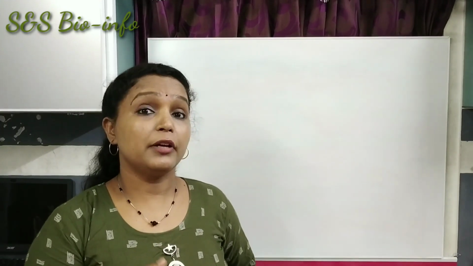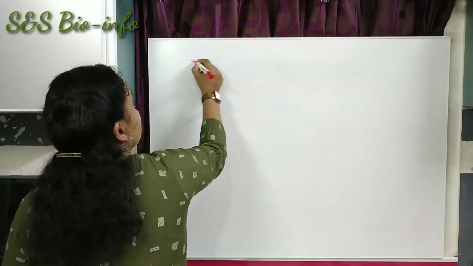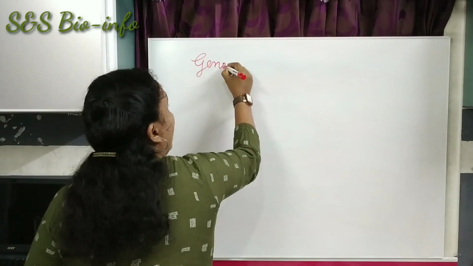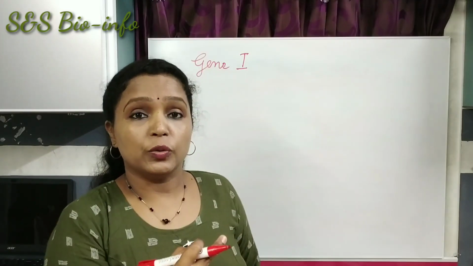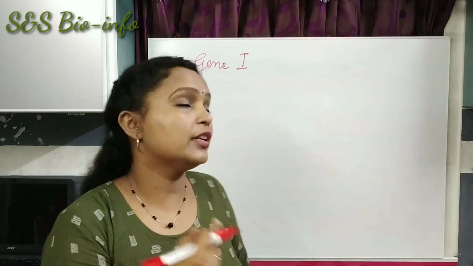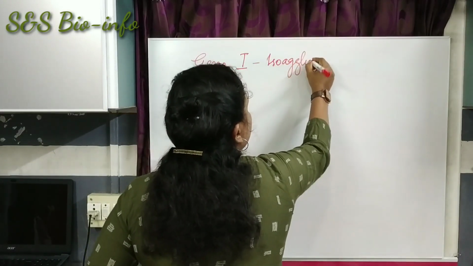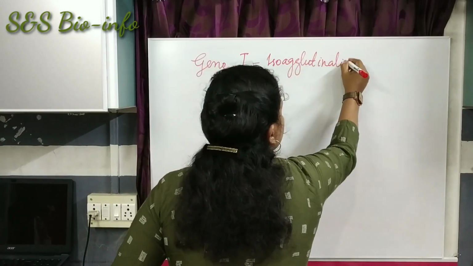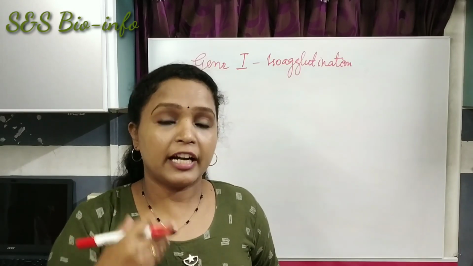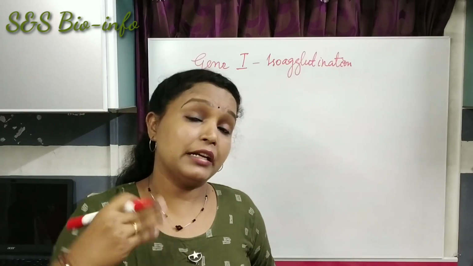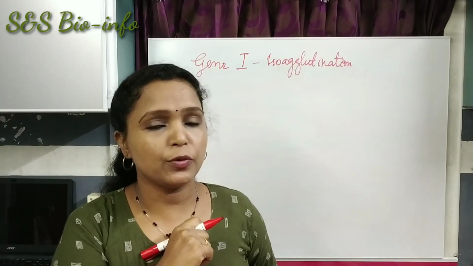In human beings, the blood group is controlled by a particular gene called gene I. The letter I is related to the name isoagglutination. Isoagglutination is the clumping of red blood cells of one person with the blood serum of another person of the same species during blood transfusion.